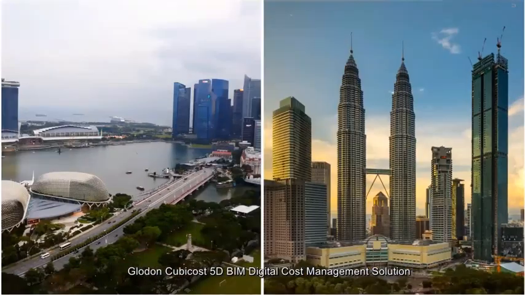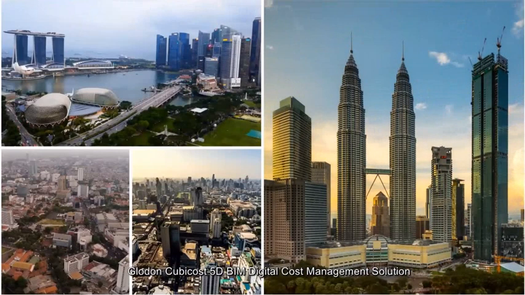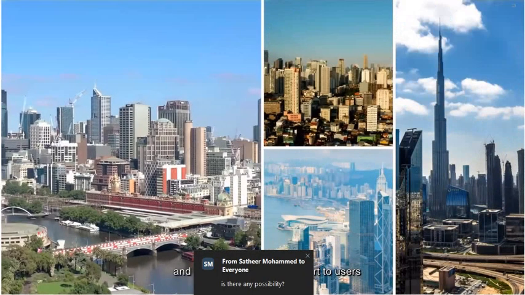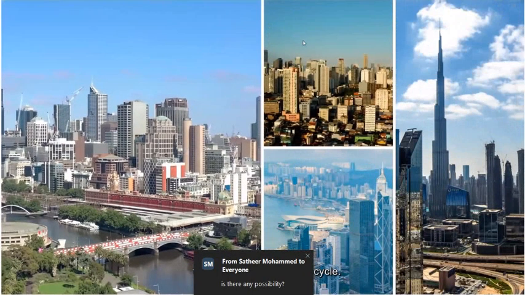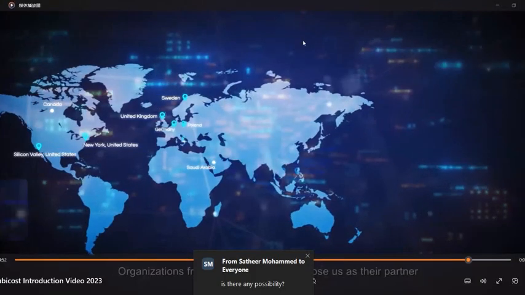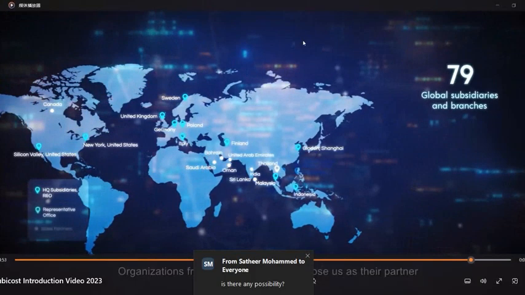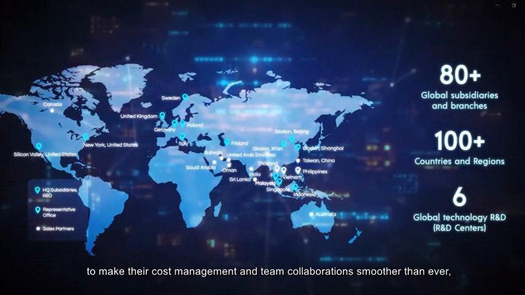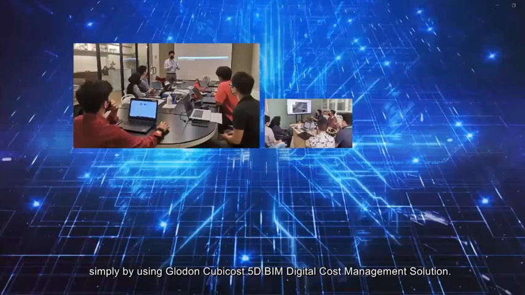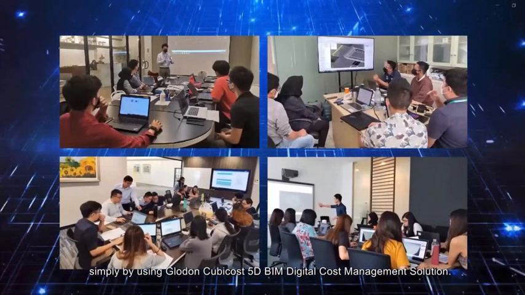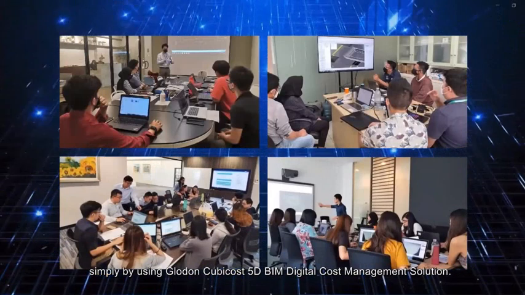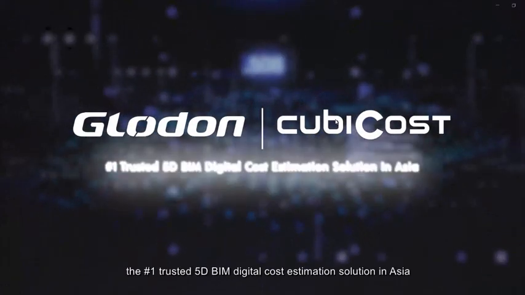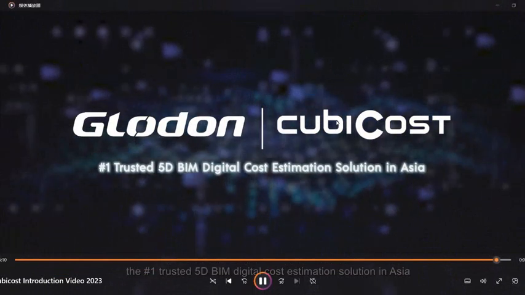Glodon Cubicost 5D BIM digital cost management solution has been a cornerstone of the construction industry and provides complete support to users throughout the project lifecycle. Organizations from around the world choose us as their partner to make their cost management and team collaborations smoother than ever, simply by using Glodon Cubicost 5D BIM Digital Cost Management Solution. Glodon Cubicost, the number one trusted 5D BIM Digital Cost Estimation Solution in Asia.